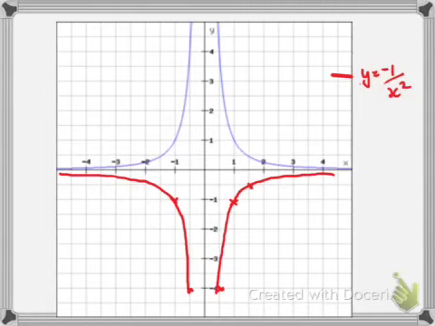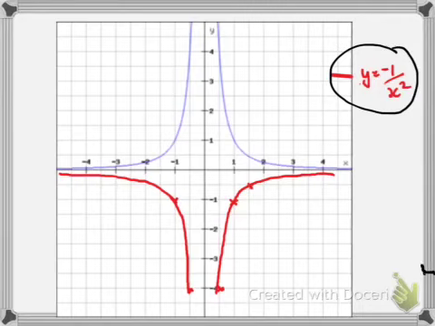Reflections. If we've got -1 over x squared, of course that makes all our y values negative, so it's going to reflect it in the x-axis. So the point (1, 1) becomes (1, -1), so it's reflected down there in the x-axis. So that's the graph of -1 over x squared.